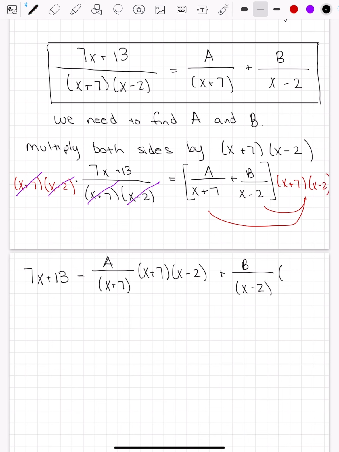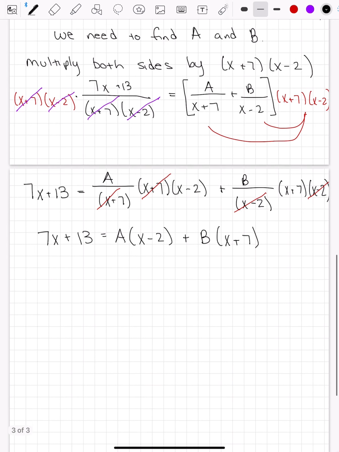Okay, and x plus 7, x minus 2. So if you look at this closely, if we divide A by x plus 7, but then we multiply by x plus 7, right, we multiply and divide by the same thing, that's going to cancel out. And then the second term, that happens with the x minus 2. So then we're left with 7x plus 13 is equal to capital A times x minus 2 plus capital B times x plus 7.